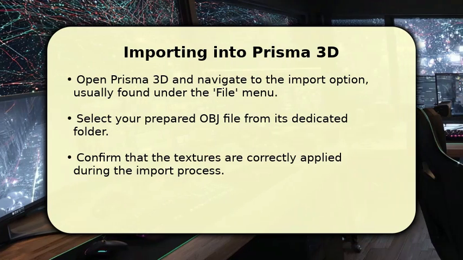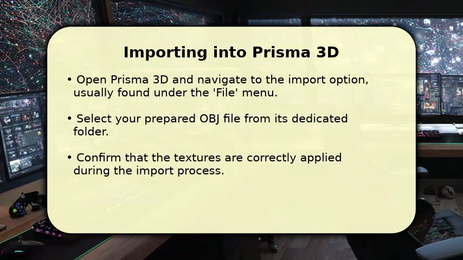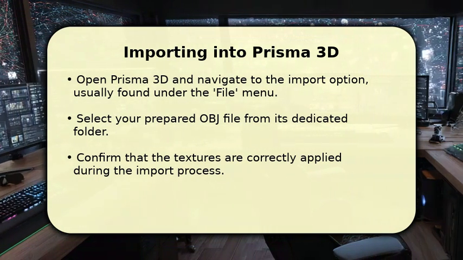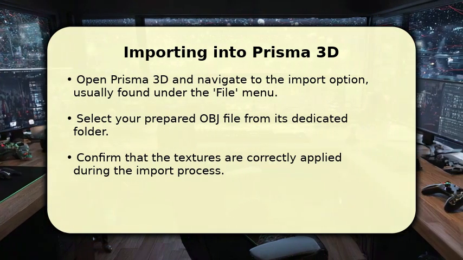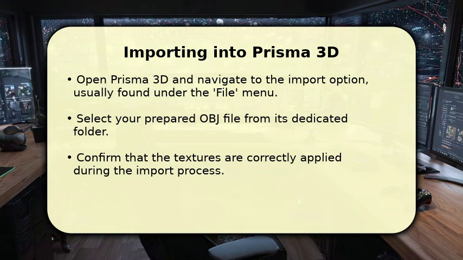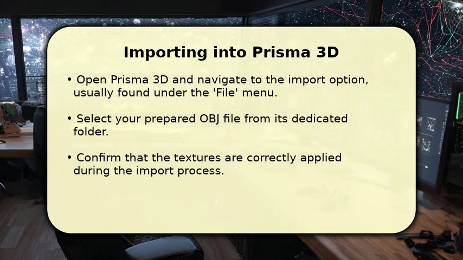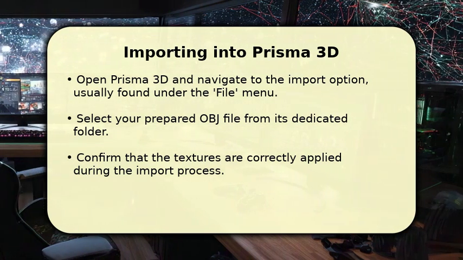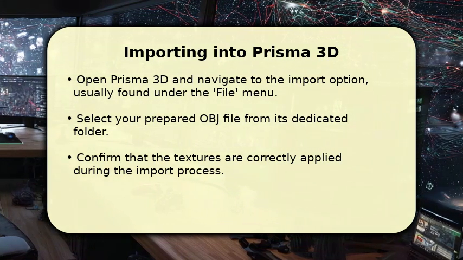With your files ready, let's bring your avatar into Prisma 3D. Open the application and tap the Import button, often represented by a folder icon. Browse to your organized folder and select the OBJ file. Prisma 3D should automatically detect and apply the textures if they are in the same directory. If not, you might need to manually assign them. This import process is usually quick, taking only a few seconds.